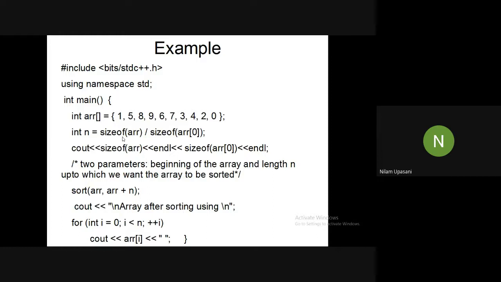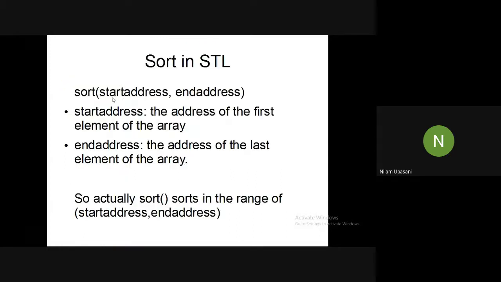So 40 divided by 4 will give me the number of elements in my array. That is the reason this calculation is there. N is nothing but the number of elements in my array. So size of array divided by size of one element will give me the number of elements. So what will I get in n? The number of elements. I displayed all this just for understanding purposes. And now, to this sort, the starting address is ARR. And what is the end address now? ARR plus n.